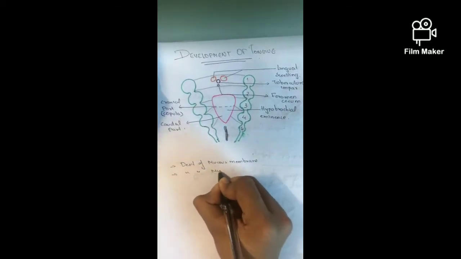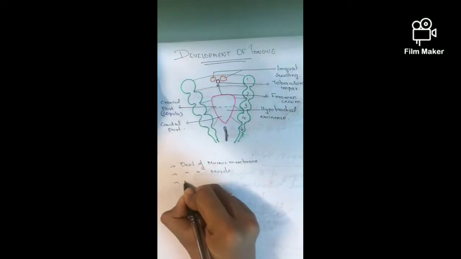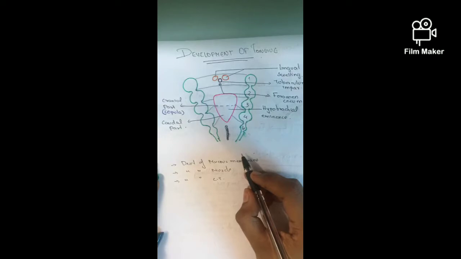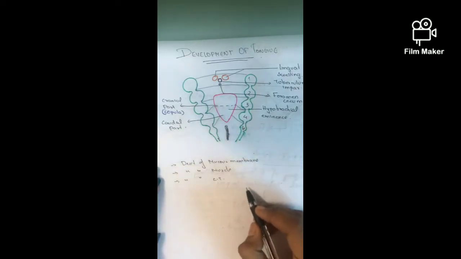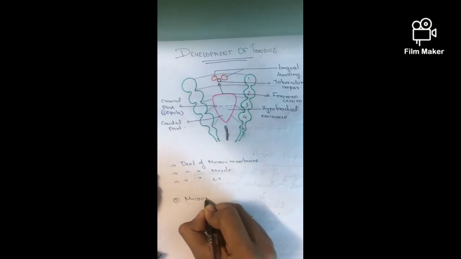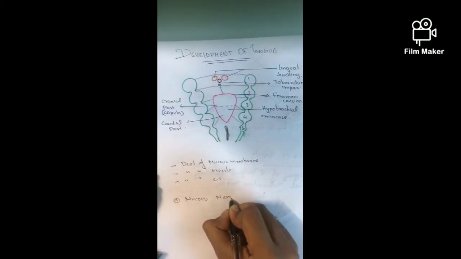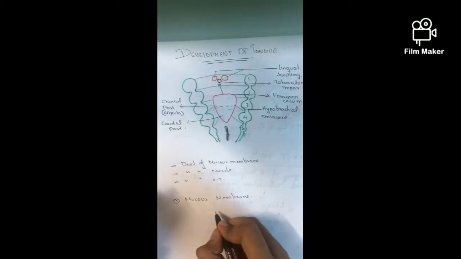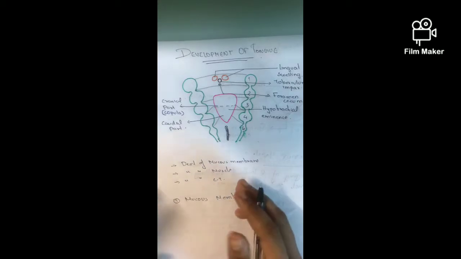Development of muscle, and the development of connective tissue. So we will be dealing with the development of the tongue under these three headings. First one, moving on to the mucous membrane. As we all know, there are anterior 2/3 and posterior 1/3 for a tongue.